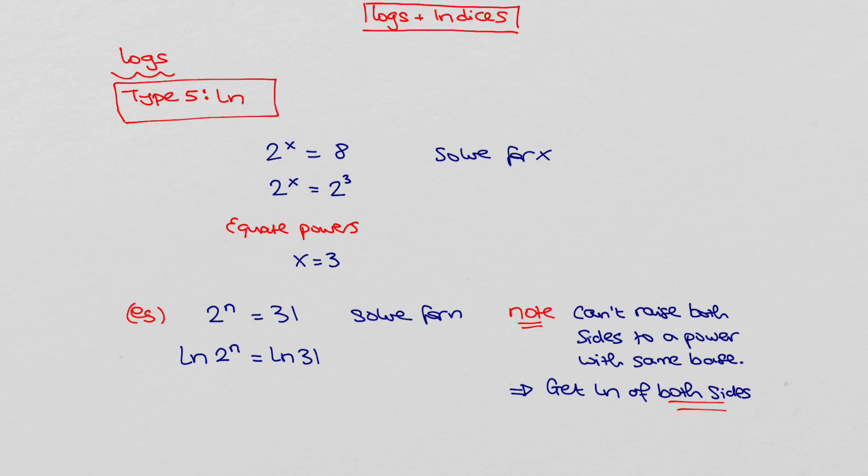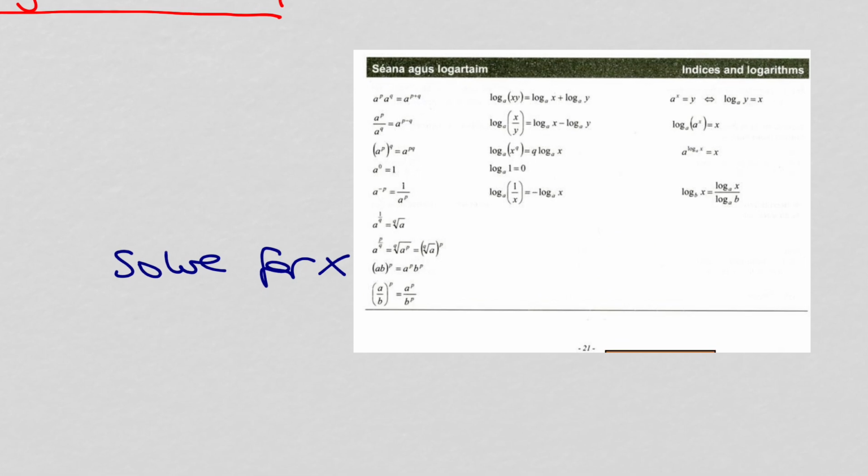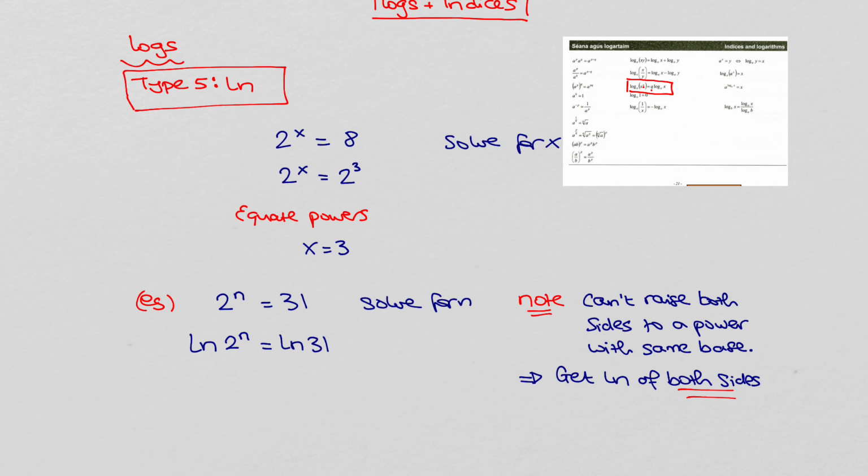And I know from my log rules on page 21, if I zoom in here, that if we look at the third rule down, if I have anything raised to a power, then that power can come down in front of the log. So by doing that, we can find our unknown variable because the power here is n. So by bringing down the n in front of our natural log of 2, I'm now going to have a way of evaluating for n because I can divide across by natural log of 2 on both sides, which gives me n on the left, and natural log of 31 divided by natural log of 2 on the right-hand side.